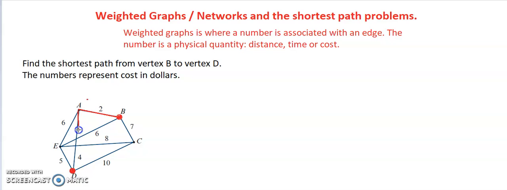Then I'm going from A to D. And this is the shortest still because it's 6, 5, and 4. So that shows me to go from B to D, I am going B to A to D. And the cost is 2 plus 4, so equals $6. So that is our cost.